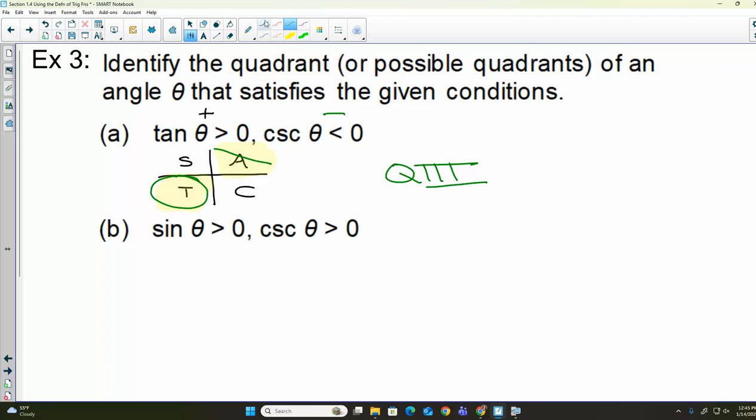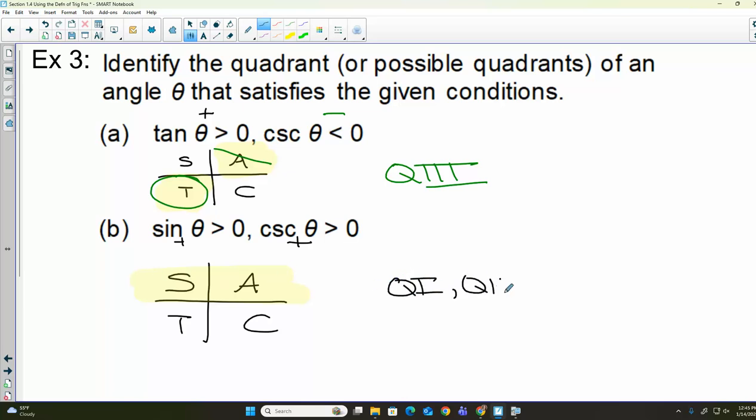B. Sine theta is greater than 0. So greater than is positive. All Students Take Calculus. When is sine positive? 1 and 2. Okay. Cosecant is also positive. Cosecant is just the reciprocal of sine. So when is the reciprocal of sine going to be positive? The A and the S as well. So quadrant 1 and quadrant 2 both work here.